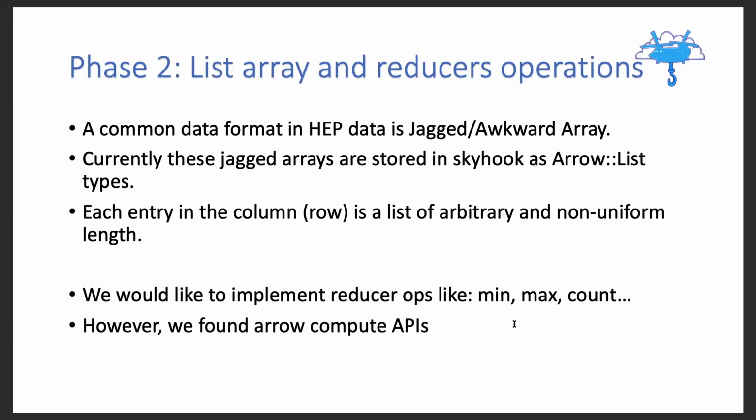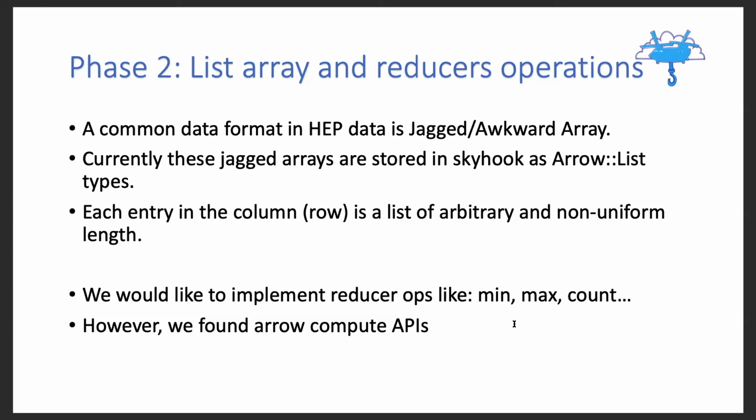The second phase is the list array and the reducer operations. As we know, a common data format in HEP data is the jagged array, also called the ragged array. It's a special nested data type, and in Skyhook, this data is stored as an Arrow list type. Every column in the Arrow table for the nested data type is stored as a list array, and we would like to implement some reducer operations for the list, such as min, max, and count.